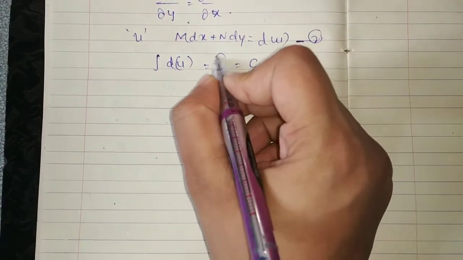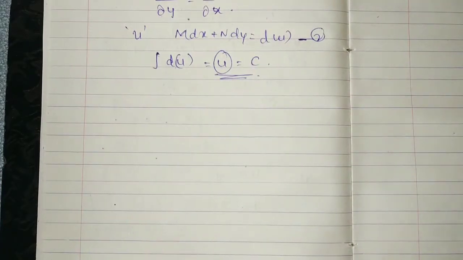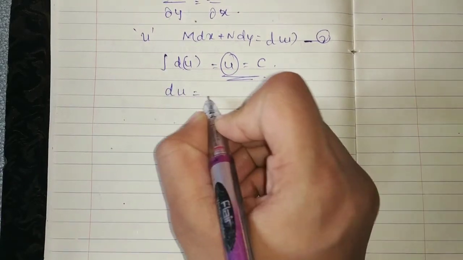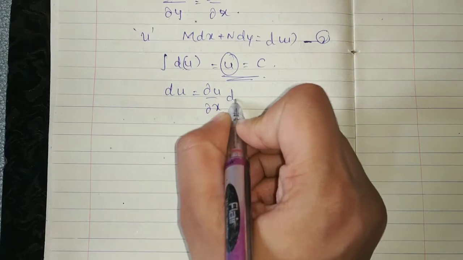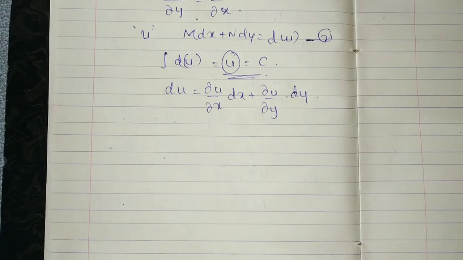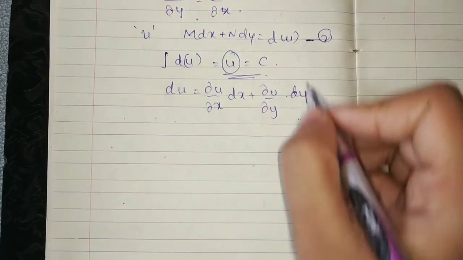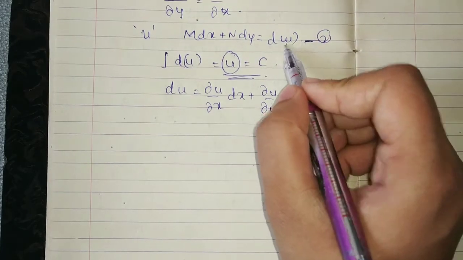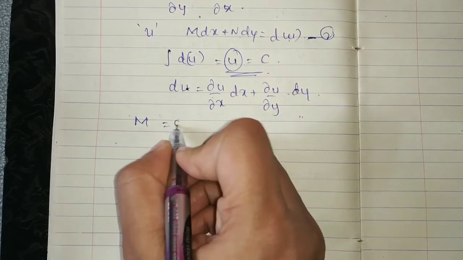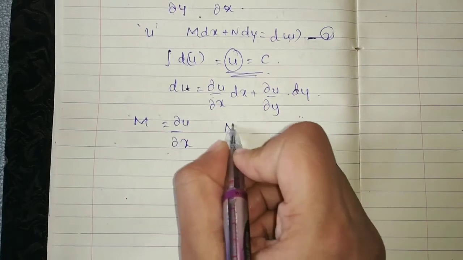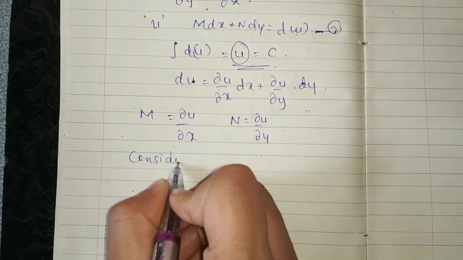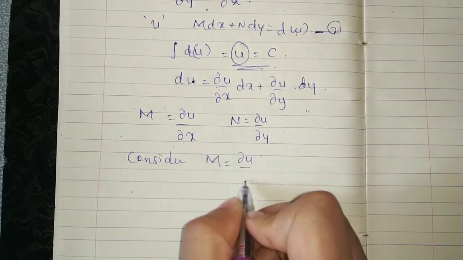Now our aim is to find the value of u. We know that the total differential of u can be given as du equal to ∂u/∂x into dx plus ∂u/∂y into dy. Comparing this equation with equation 2, here is also du, here is also du. So comparing, we get the value of M will be ∂u/∂x and the value of N will be ∂u/∂y. First, let us consider the value of M. M is ∂u/∂x.